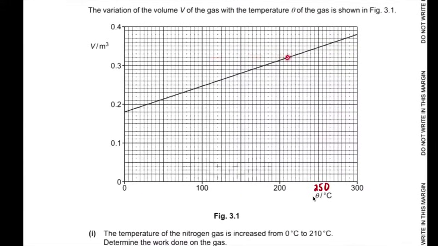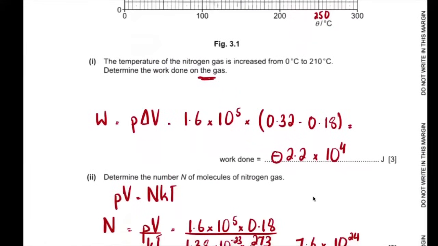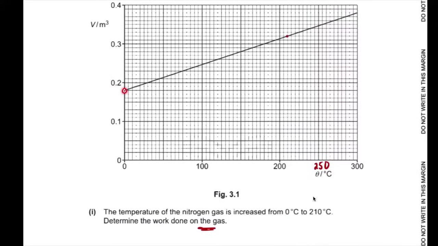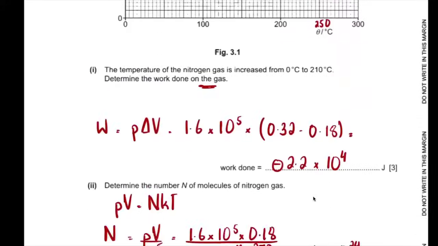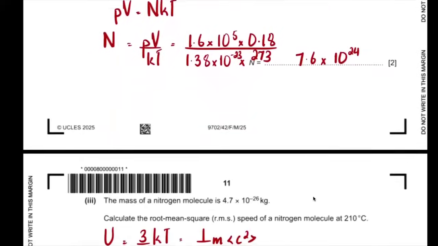So volume is 0.32, temperature was 210, but that was in degrees Celsius. Whenever you use ideal gas equations, make sure your temperature is in Kelvin. So I used the zero value actually. So 0.18 is this one, the temperature is 0 degrees Celsius, which is 273 Kelvin. And then I just plug this in and multiply. So N turns out to be 7.6 × 10^24 molecules.